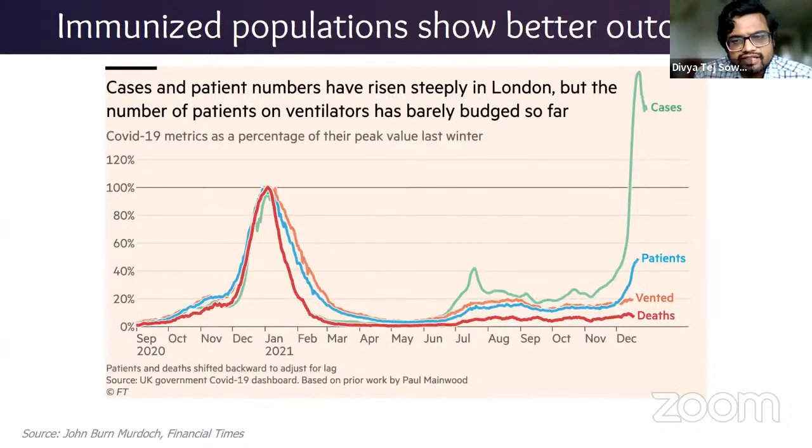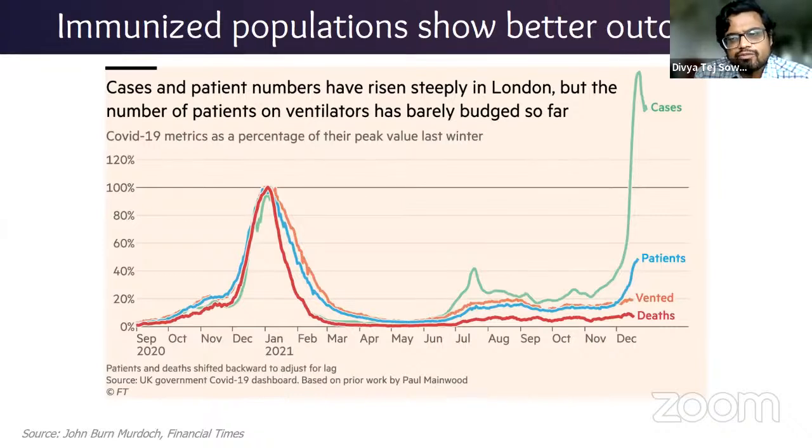And this is from the experience that UK had with the Omicron wave. Here you can see that though the cases have risen very steeply when compared to the previous waves, the number of ventilated patients or deaths has been almost parallel to what was happening previously. In UK, you know that most of the people are vaccinated. So in general, vaccination offers good protection even against Omicron for severe outcomes.